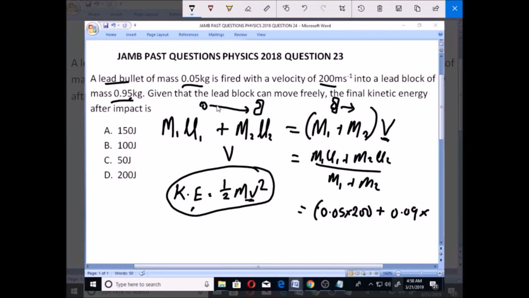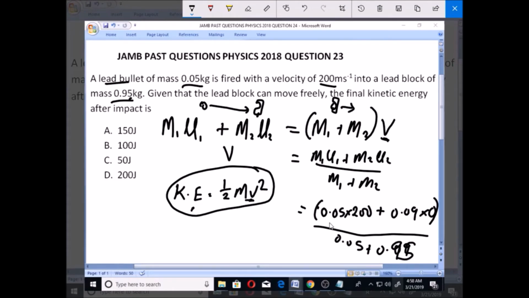this bullet went into this block. This block was not moving initially, so the u2 is 0. So all over m1 plus m2. m1 is 0.05 plus m2, 0.95. So if we solve this out, we are going to be getting 10.